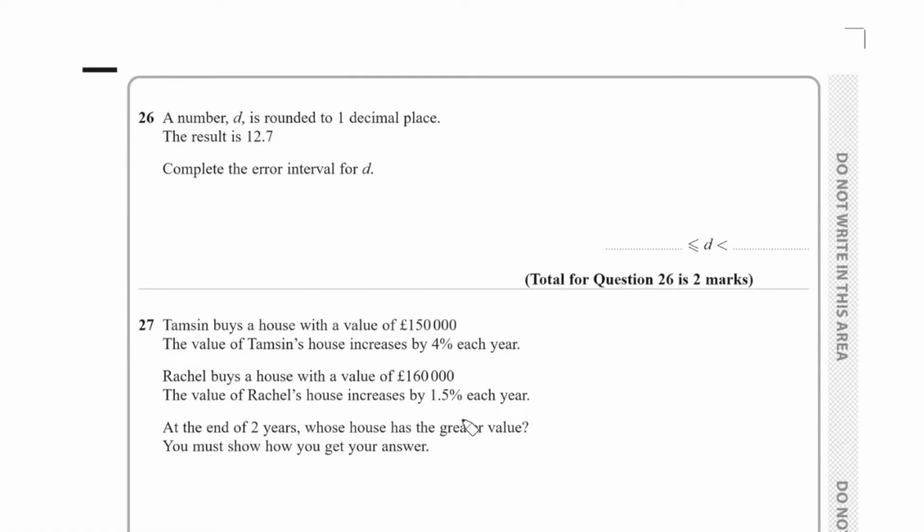Okay, question 26. A number D is rounded to 1 decimal place. The result is 12.7. Complete the error interval for D. So you need 2 values, basically. You get obviously 1 mark for each value.